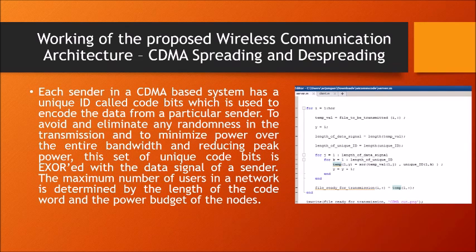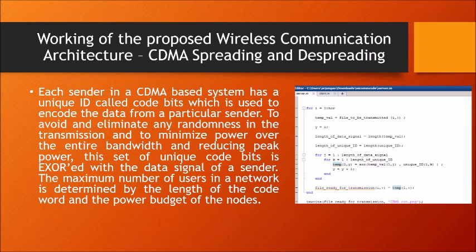Now I'll be talking about the working of the proposed wireless communication architecture, and this is from the perspective of CDMA spreading and despreading. Each sender in a CDMA based system has a unique ID called code bits, which is then used to encode the data from a particular sender. To avoid and eliminate any randomness in the transmission and to minimize power over the entire bandwidth and reduce peak power, this set of unique code bits are XORed with the data signal of a sender.